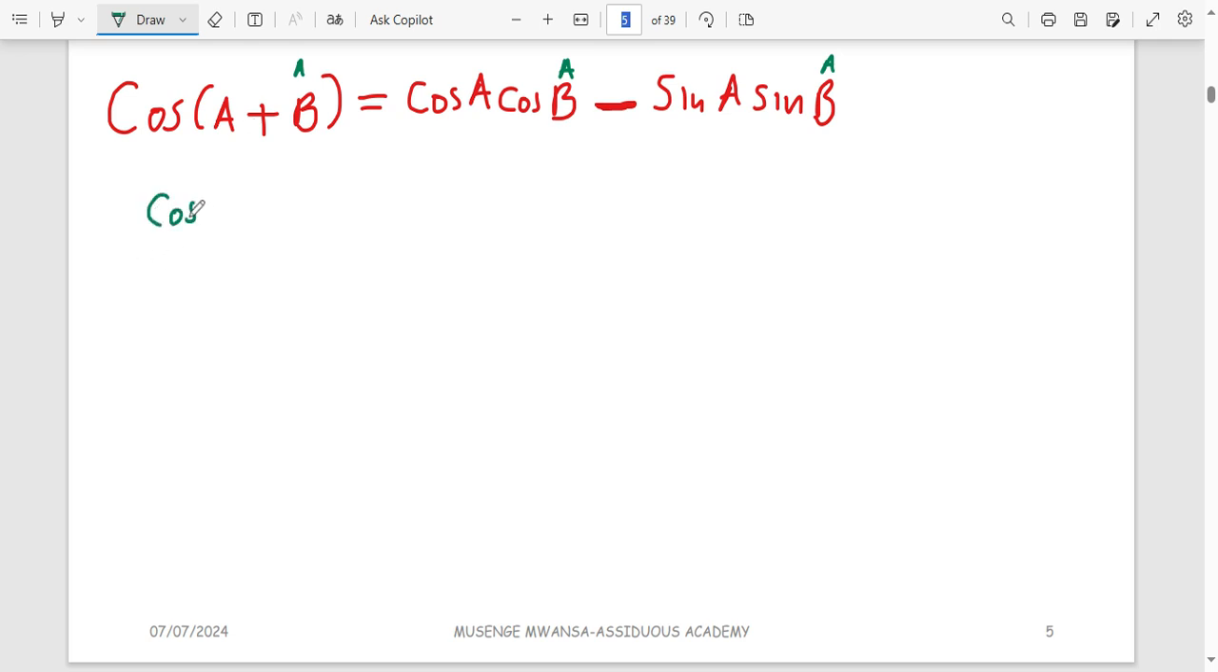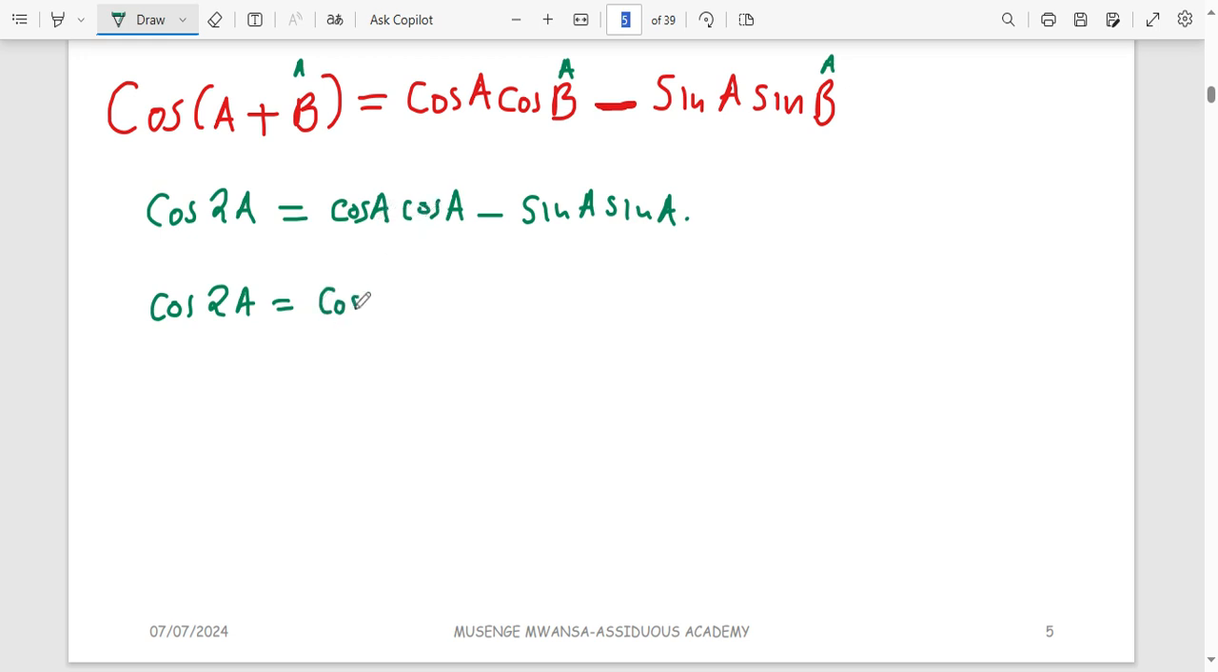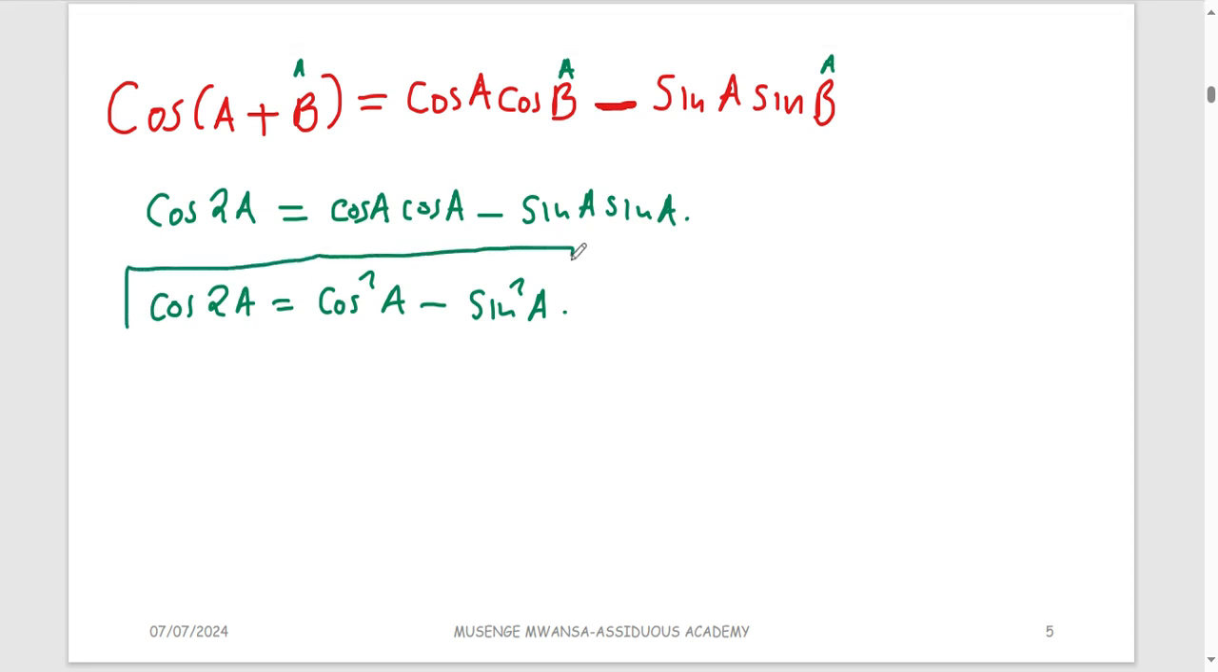So this is going to become cos 2A being equal to cos A cos A, minus sin A sin A. So this is going to give us cos 2A being equal to cos squared A minus sin squared A. This is the first identity you need to know here, that cos 2A is the same as cos squared A minus sin squared A.